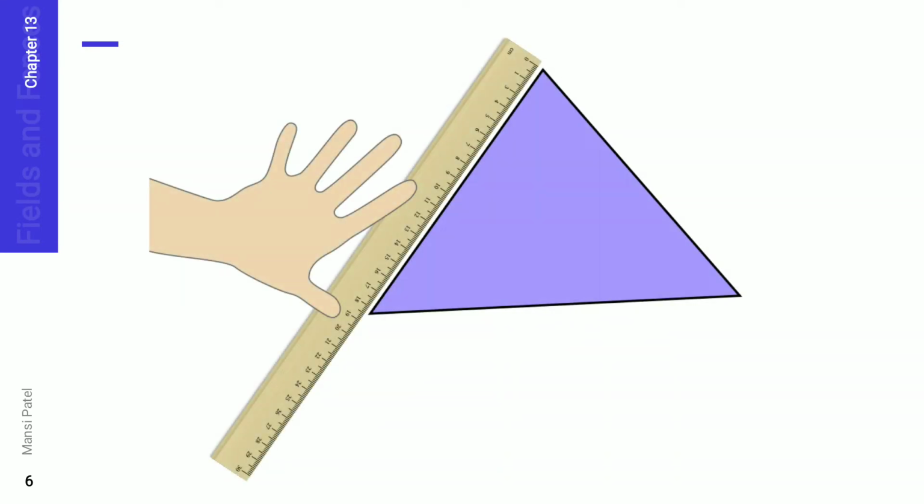Let us see the next one. If you want to measure the size of this triangle, what is the length of this side? Then what do you want to do? You have to put the 0 at the starting point of this side and then see where it ends. So you can say that it ends at 18 centimeter. So what is the length of this side? That is 18 centimeter.